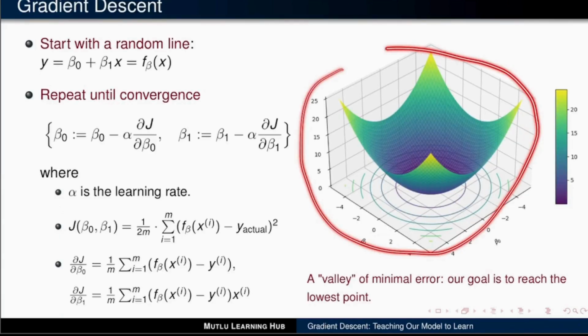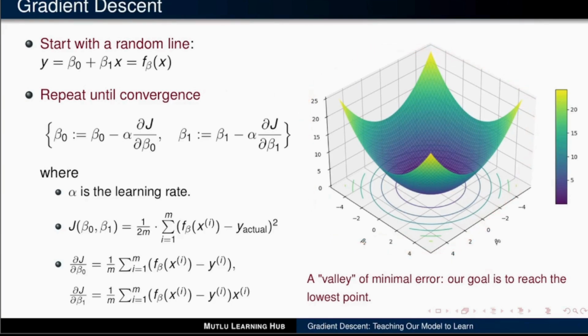Here we bring in the cost function. This surface shows the error for every possible combination of beta 0 and beta 1. Each point on this surface represents a different line. For example, if our starting line has high error, that means we begin somewhere up here on the slope. Gradient descent asks: in which direction should we move beta 0, beta 1 so that the error goes down? Here, when I say gradients, I mean the partial derivatives with respect to beta 0 and beta 1. The gradients give exactly that direction.